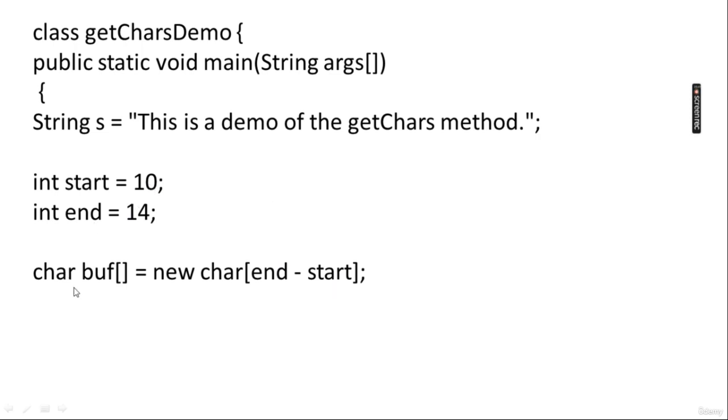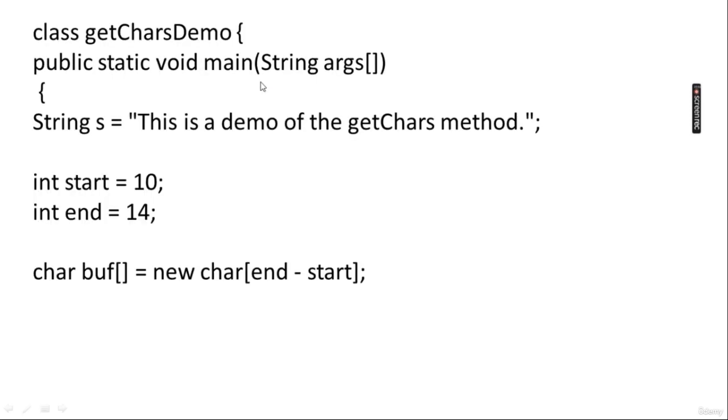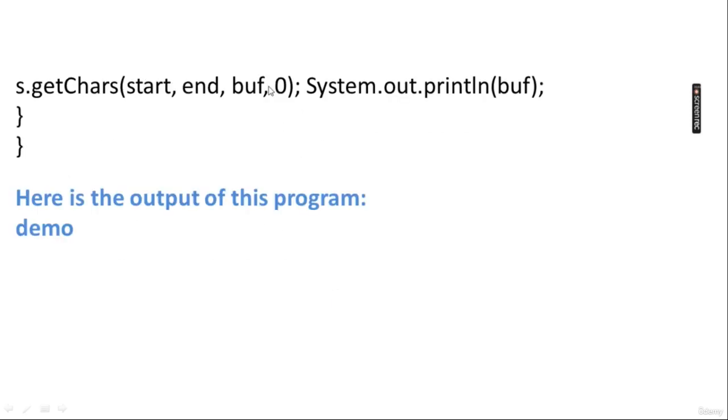So that demo will be stored in the buffer, and from start to end, for the buffer, a new array is created that will hold the 4 characters. Okay. And from this it will extract the details, demo. So demo will be stored from the 0th location in the buffer. Okay. So output is demo. Why is the output demo? Because I am printing this array.